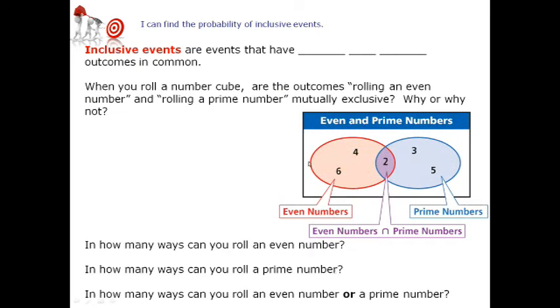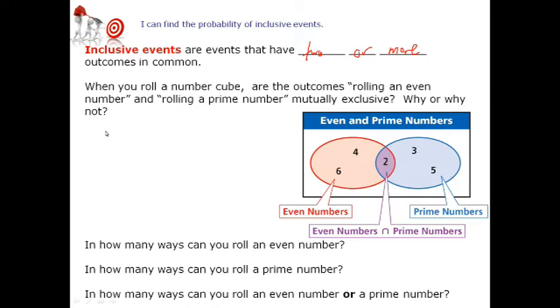Inclusive events are events that have two or more, or you could say more than one, either way, two or more than one, outcomes in common. When you roll a number cube, are the outcomes rolling an even number and rolling a prime number mutually exclusive? Why or why not? Let's look. If we roll an even number, we're either going to have 2, 4, or 6. So 3 numbers possible. If I roll a prime number, I'm going to have 2, 3, or 5.